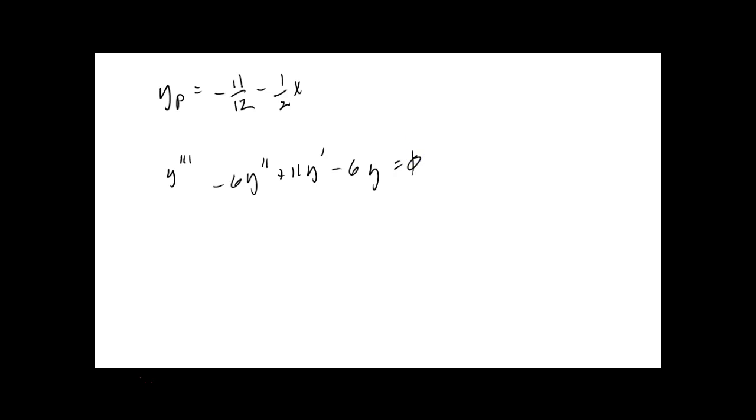Now it says it's readily shown. Well, let's readily show it, okay? How do we proceed with this? To show that is a solution for that. First step, take a derivative. Yp prime would be what? Yeah, y sub p, that's just a particular solution. What is its derivative? Negative 1/2. Okay, next. Yp double prime would be 0, as would Yp triple prime.